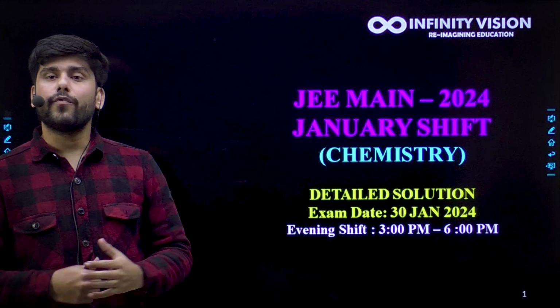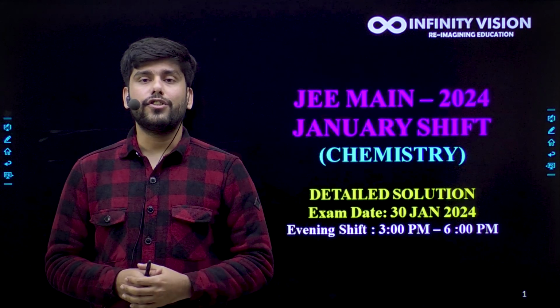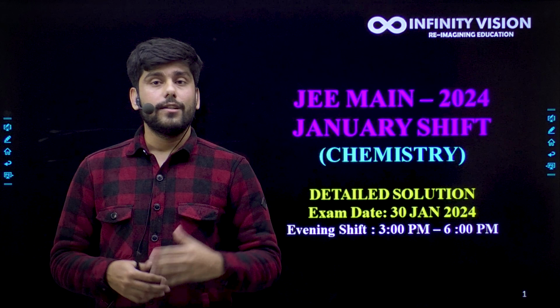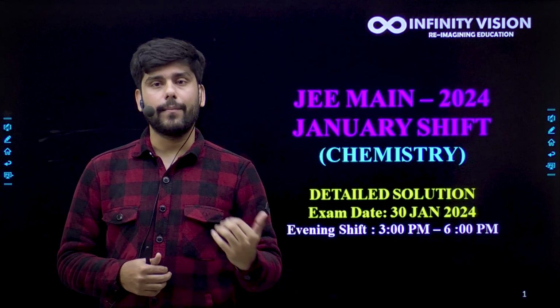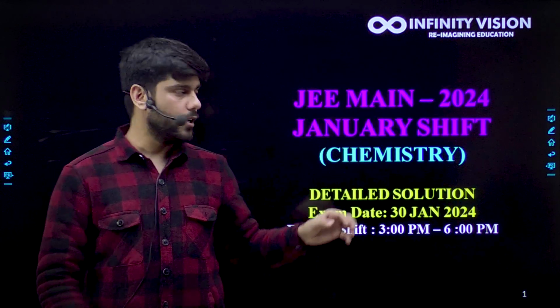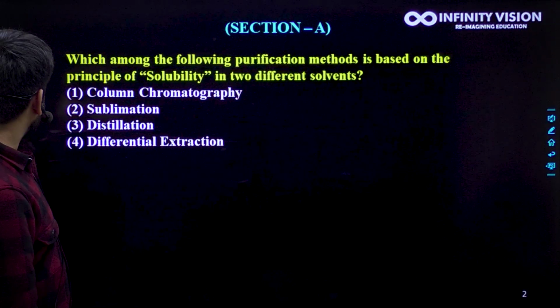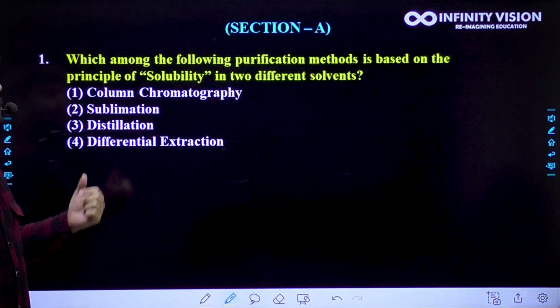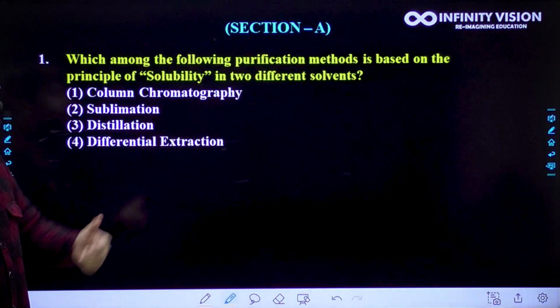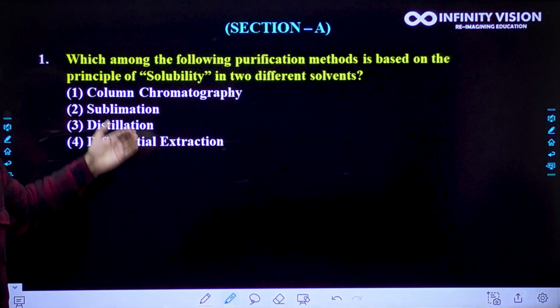Today I will provide you the detailed solution of JEE Main 2024 January session, and the date is 30th Jan, shift 2 chemistry paper. So let us start with the solution part. The first question is, which among the following purification methods is based on the principle of solubility in two different solvents? Let's look through the options.